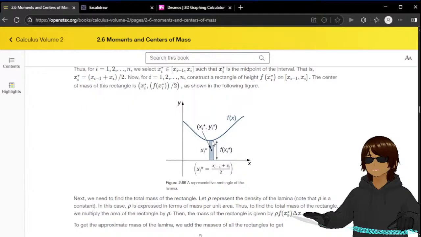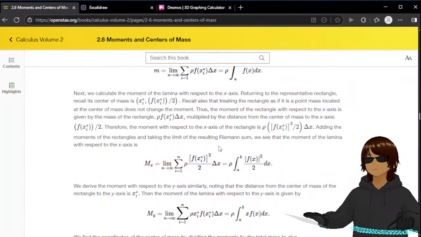This will be very small, so it's going to be really close to a rectangle. Recall also that treating the rectangle as if it is a point mass located at the center of mass does not change the moment. Thus, the moment of the rectangle with respect to the x-axis is given by the mass of the rectangle multiplied by the distance from the center of mass to the x-axis. Therefore, the moment with respect to the x-axis of the rectangle is rho, all this.